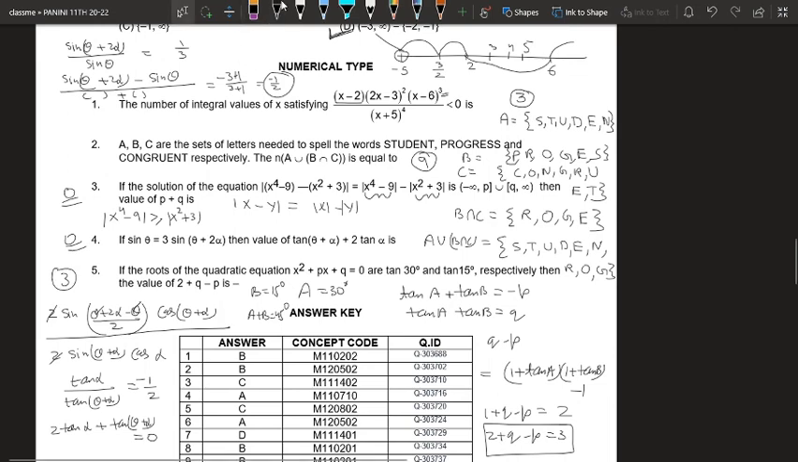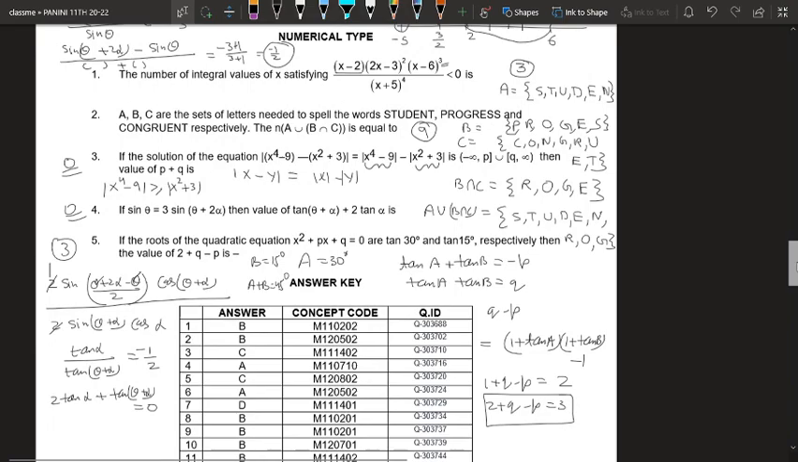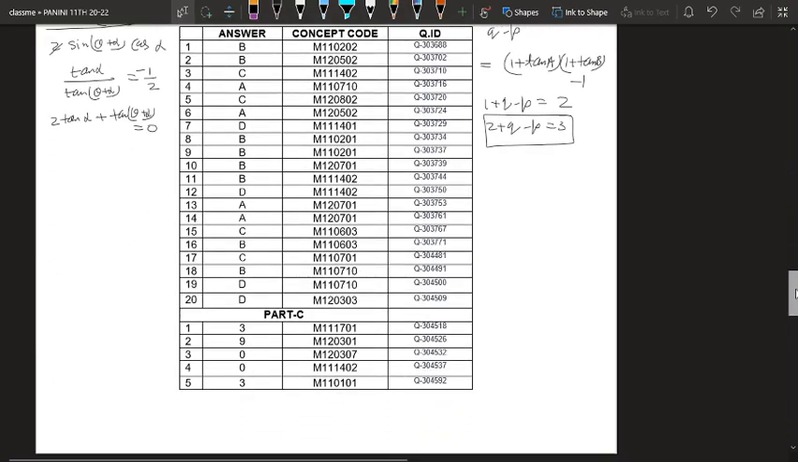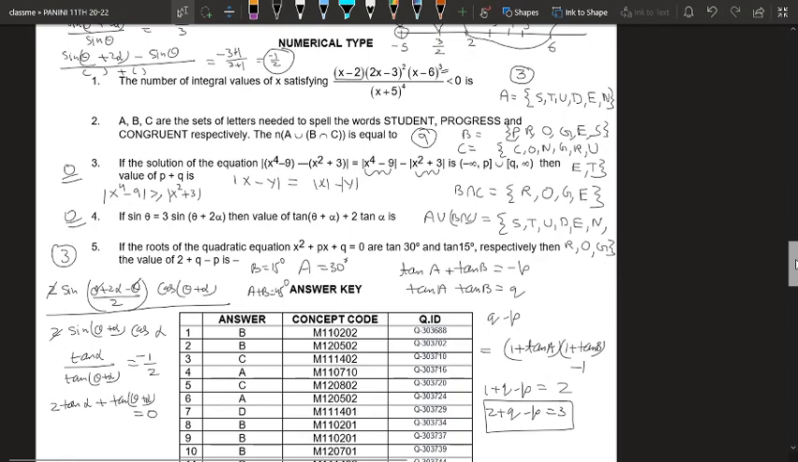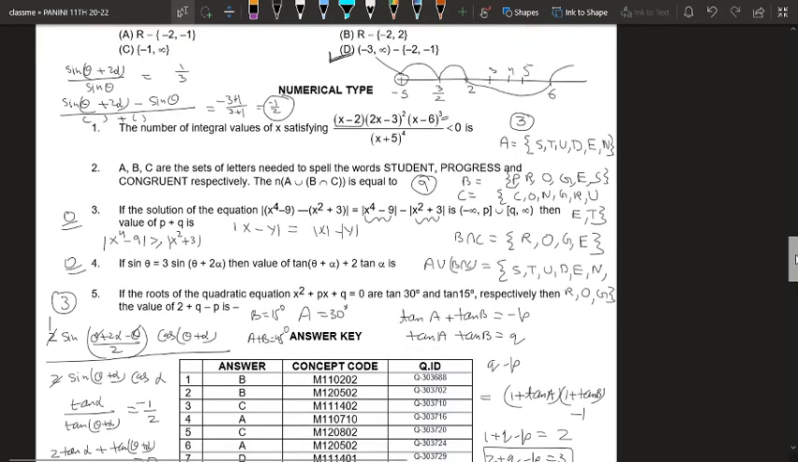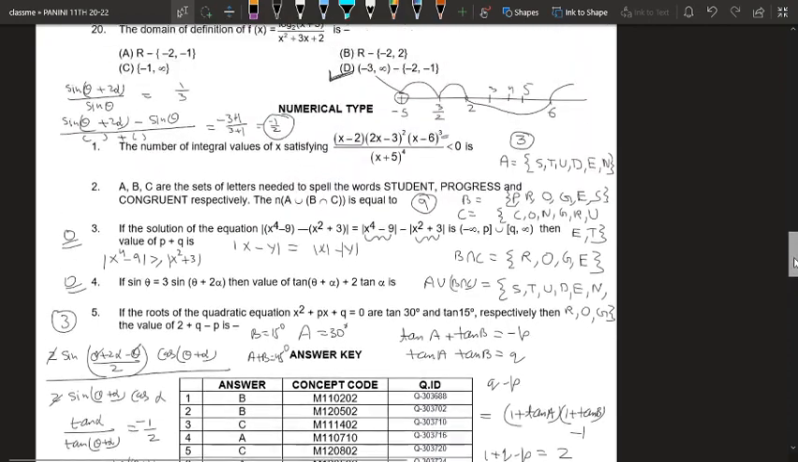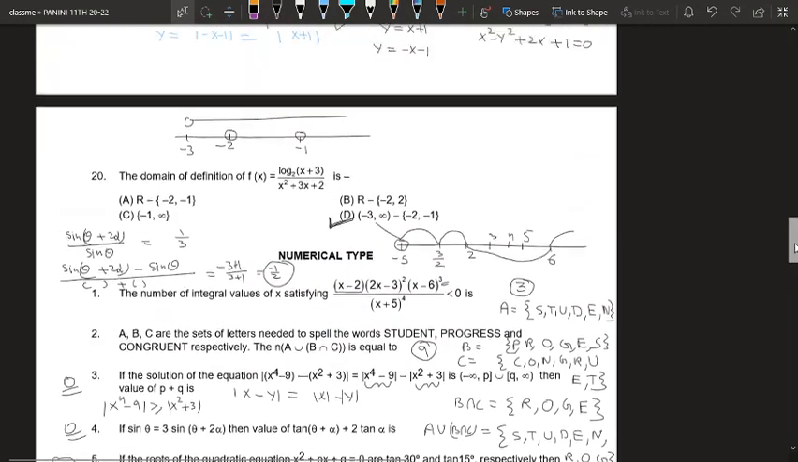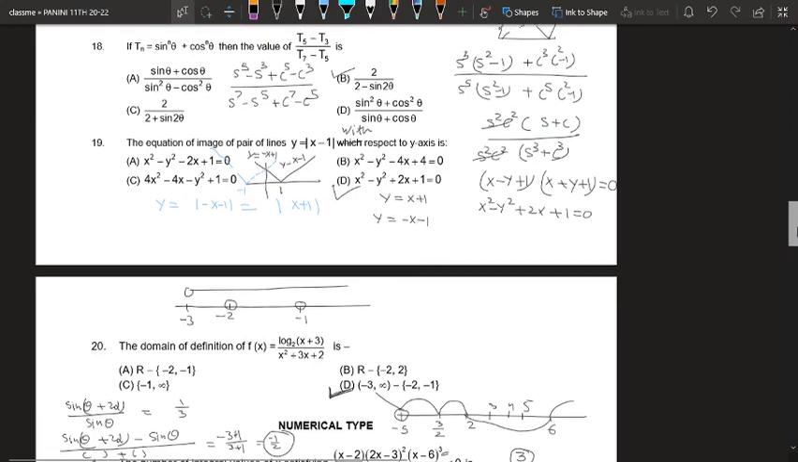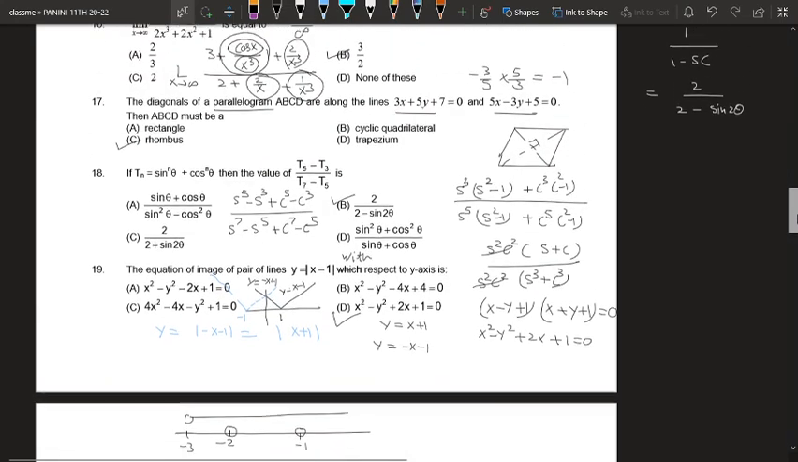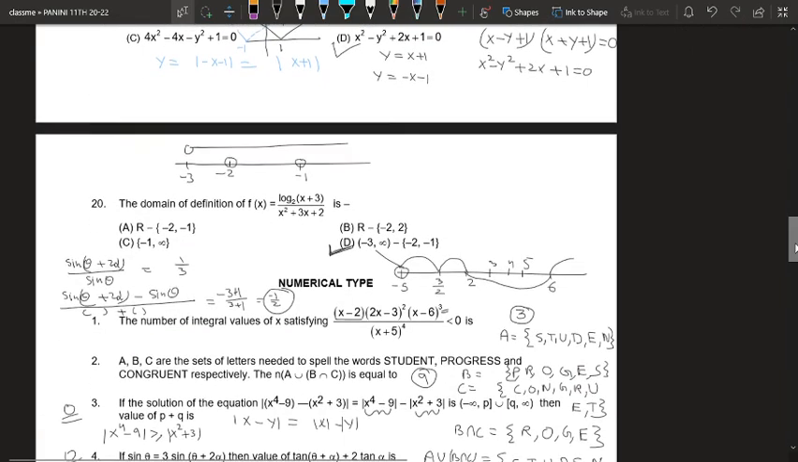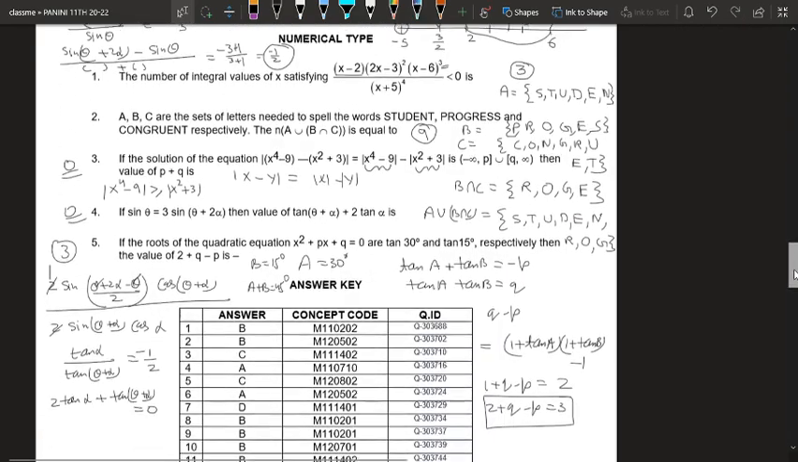So this is the question paper, I think. Now if we check this, 3, 0, 0, 9, 3. These are the answers of the last five problems. And from 20 to 16, D, D, B, C and B.